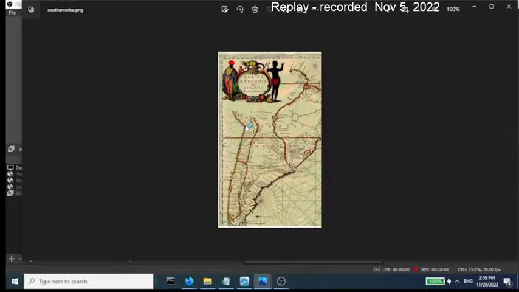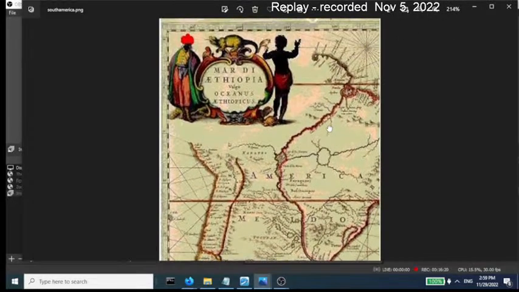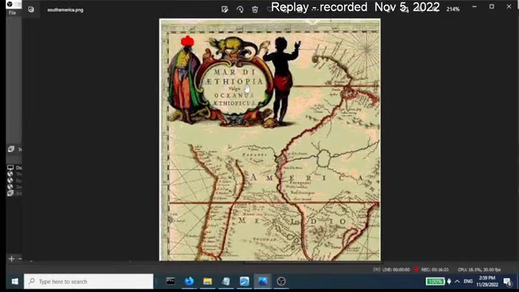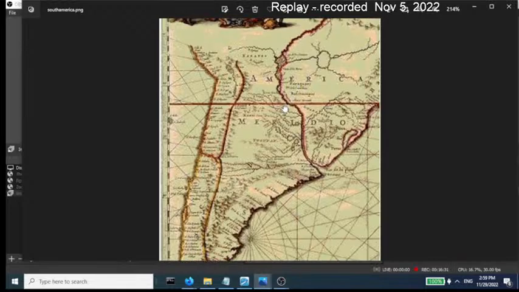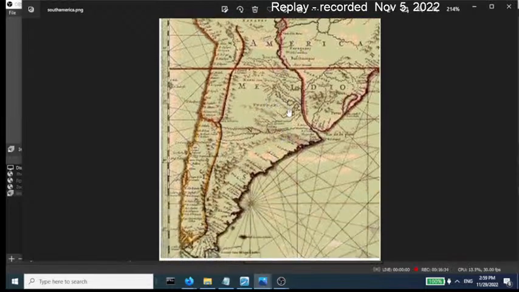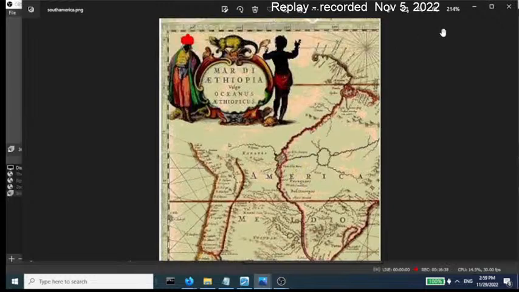And here's South America, another one of South America. And look what it says. It says Mardi, Ethiopia. So South America is on the other side of the Ethiopian Ocean. As you can see, they are very dark people. Let's do a close up on that. See, Mardi, Ethiopia. All right. Oceanus Aethiopus. And this is obviously South America. You can see that clearly. Clearly some black people, right?